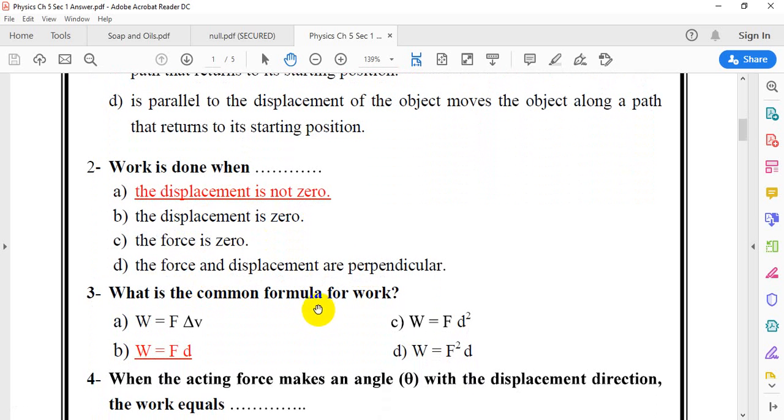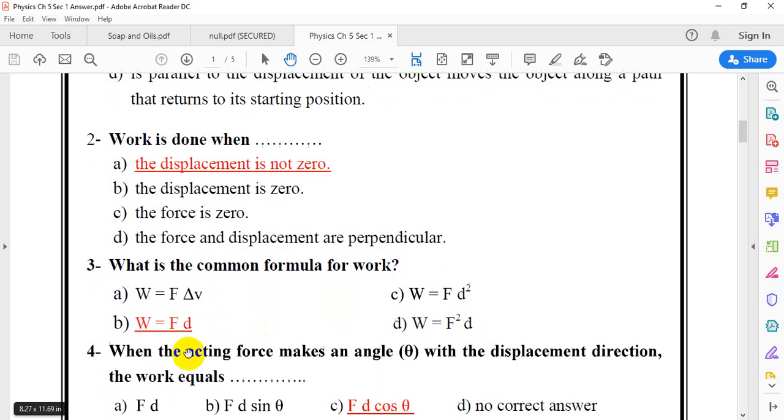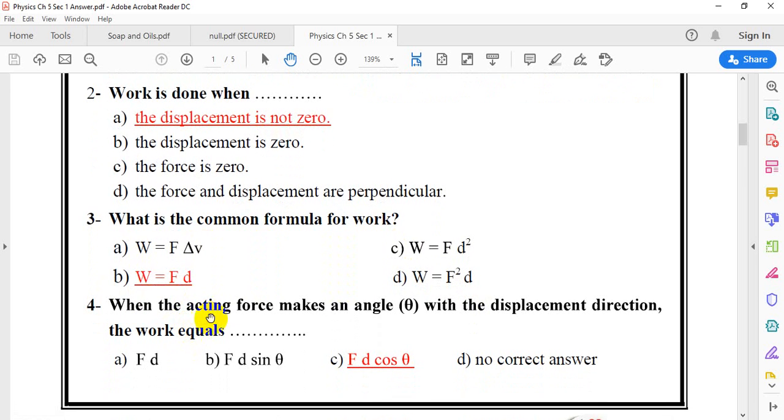What's the common formula for work? Work equals F delta V, or work equals FD, or work equals FD square, or work equals F square D. So it is W equals FD. When the acting force makes angle theta with the displacement direction, the work equals FD cosine theta.